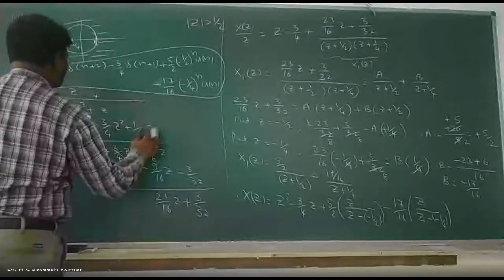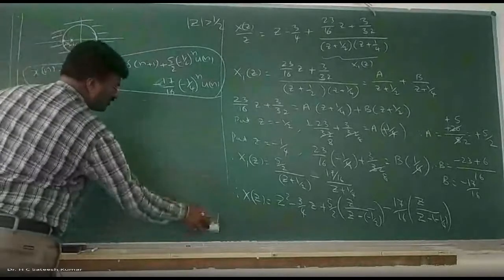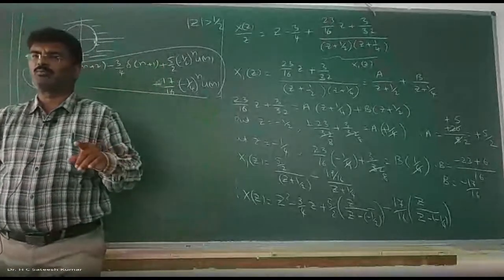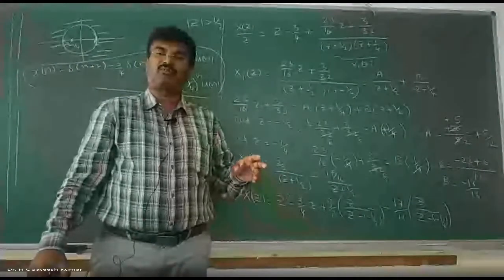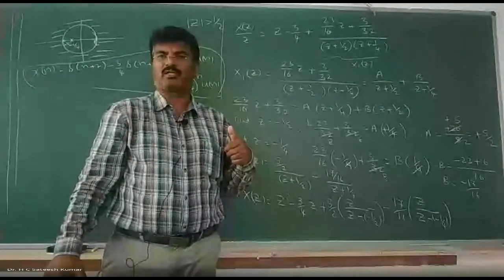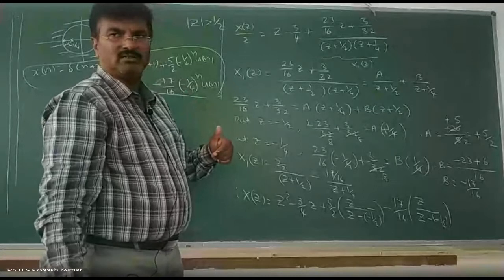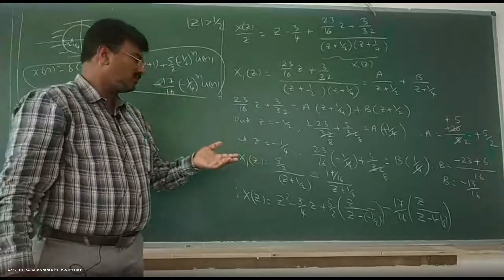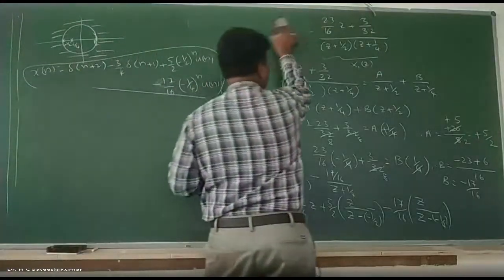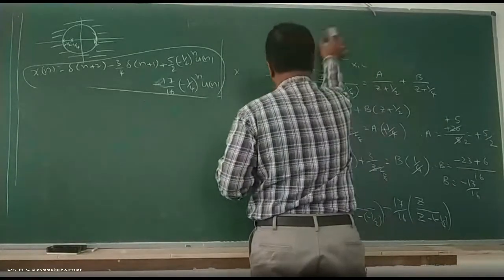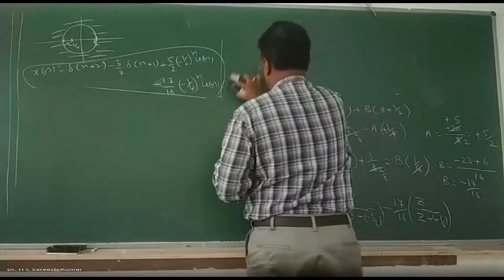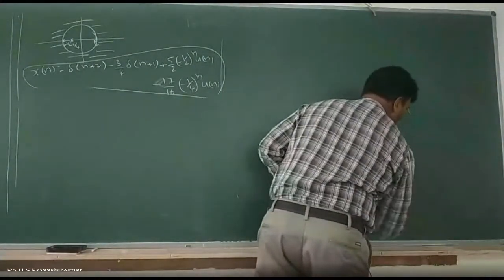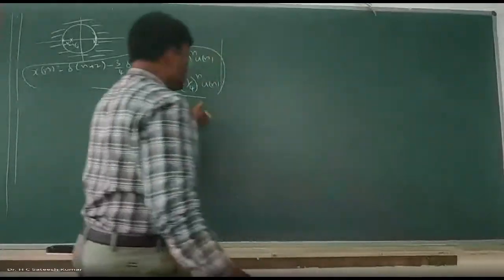So whenever they ask this kind of problems, you should carefully observe that the numerator power should be less than the denominator power after taking X of z by z. So don't try to check for the X of z itself. Only for X of z by z, you should check whether the numerator power is less than the denominator power or not, because only for X of z by z are we going to take the partial fraction. So you need to check for that. That's how we should do the problem.